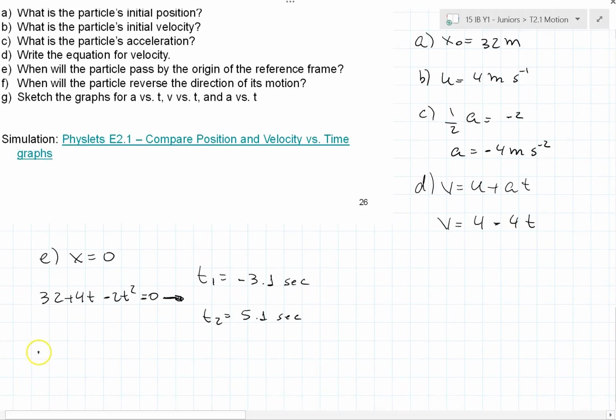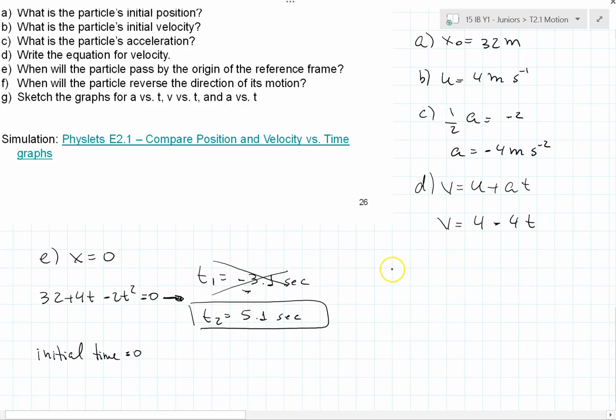since my initial time is 0, a negative time will represent something moving backwards, and that does not happen. So we just don't accept this one, and then my answer is 5.1 seconds, meaning the particle only passes by that 0 point once. And then the final question is when it's going to reverse direction of motion.